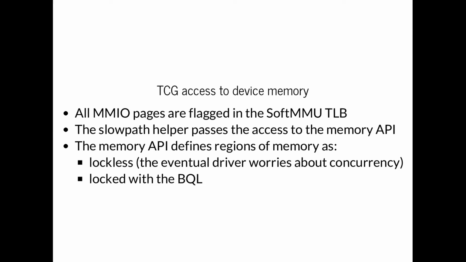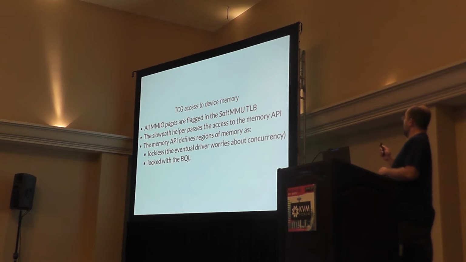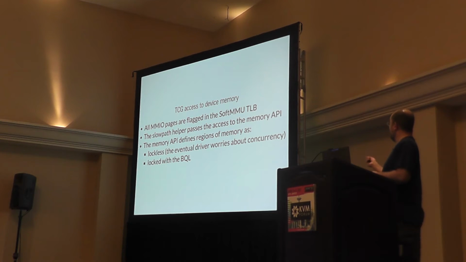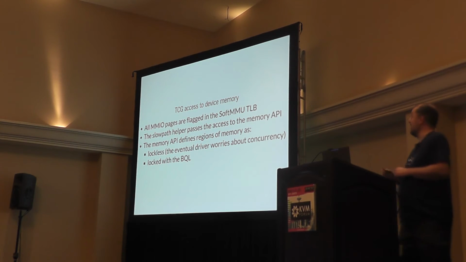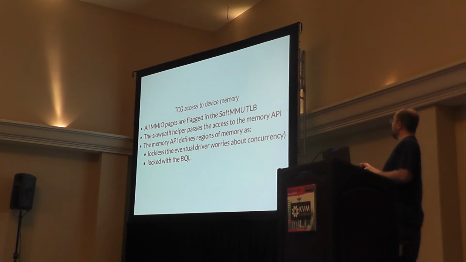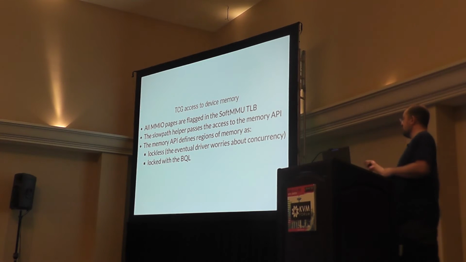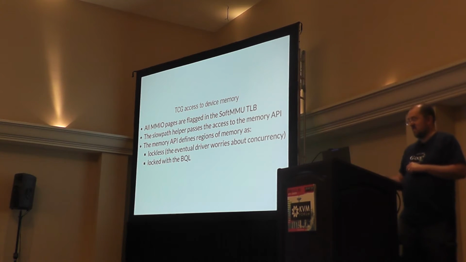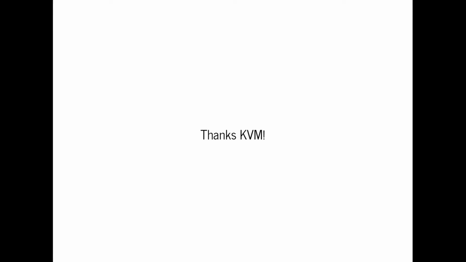So for TCG access to device memory, all the MMIO pages are flagged in the soft MMU TLB. So as you already know, this will force a slow path. This goes into our memory API. And then the memory API defines a region of memory as either being lockless or locked with the BQL. By default, pretty much everything's locked with the BQL. But if you've got a device emulation that's going to deal with its own locking, you can have a lockless entry. So, thanks, KVM.